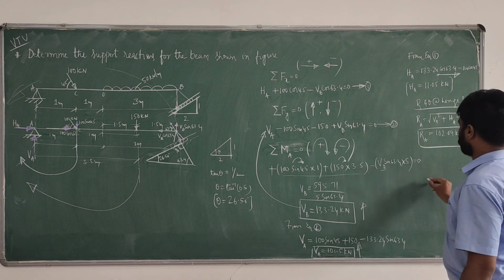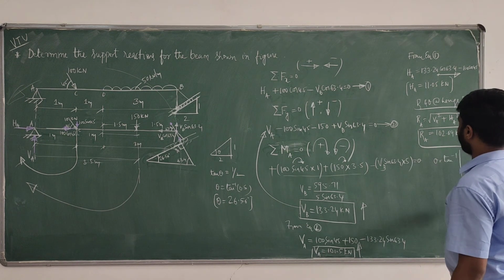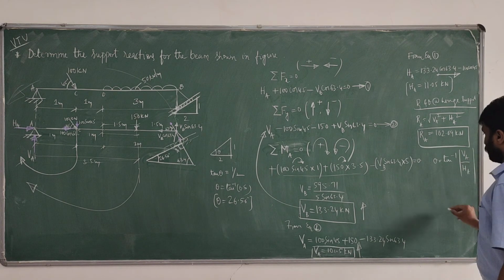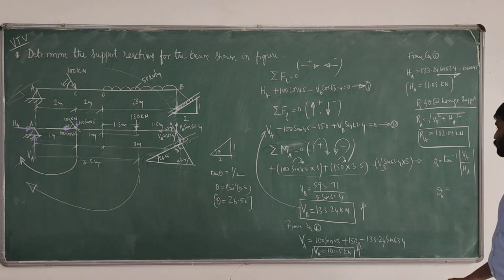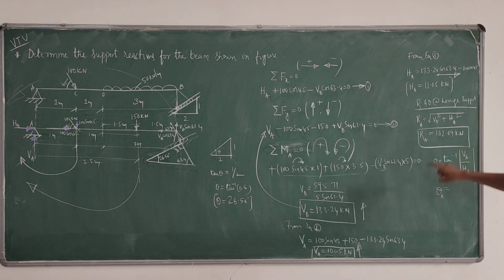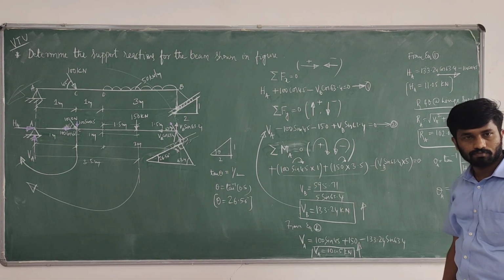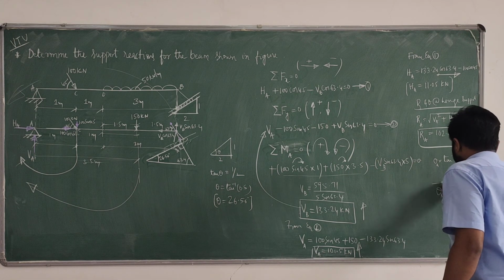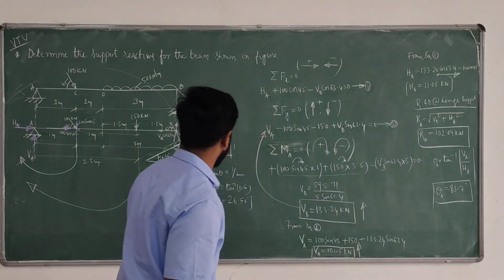Next, resultant inclination theta equals tan inverse of magnitude of VA by HA. So theta A equals tan inverse of VA, 101.5, divided by 11.05. That is 83.7 degree. This is regarding computation of the resultant at the hinge and its inclination.